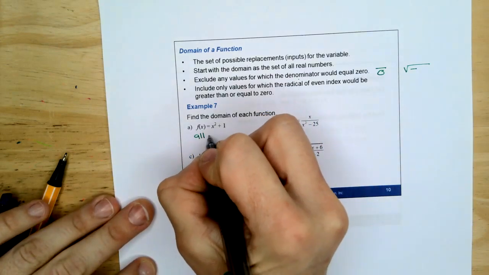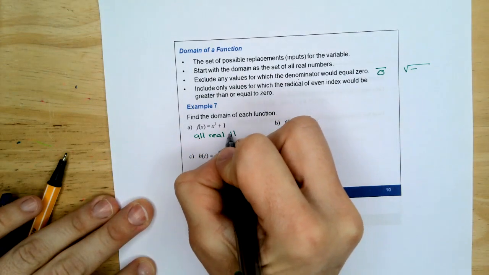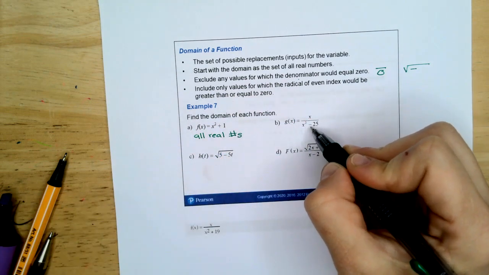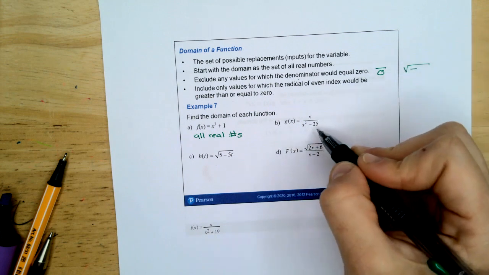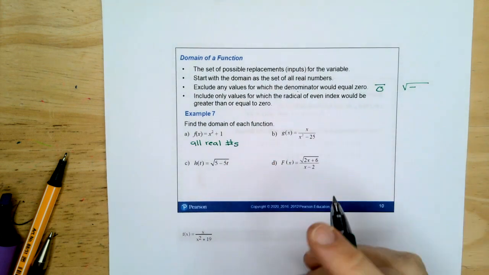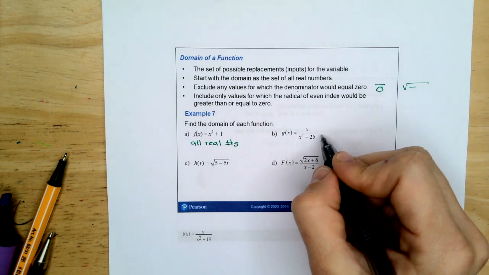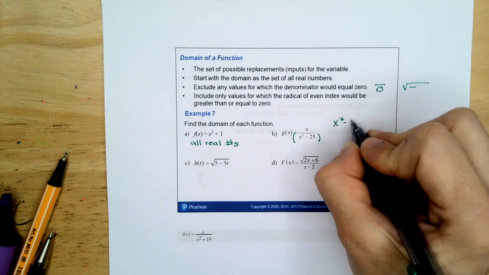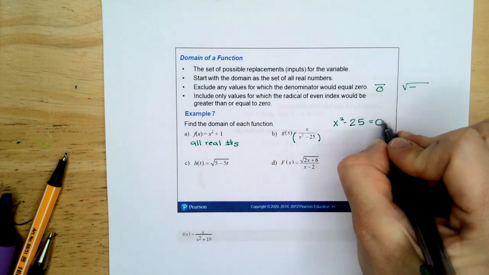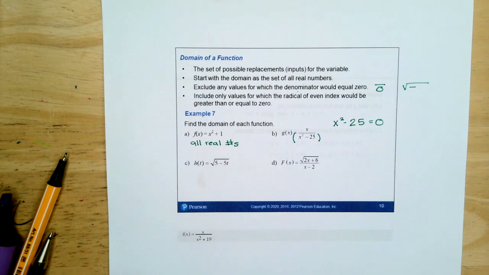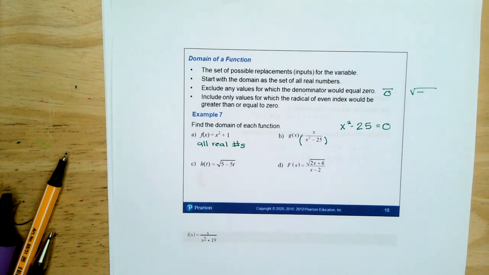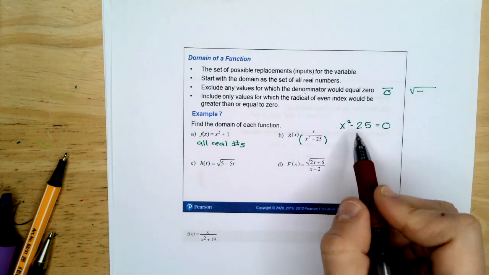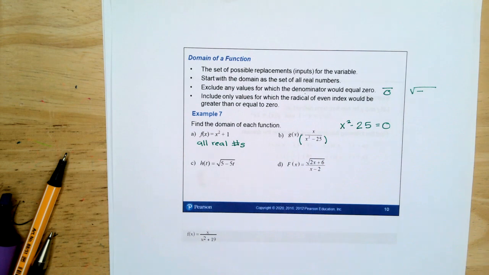Domain is all real numbers, okay? B, we have a number under the denominator. You get those confused. It's not under the radical, it's under the denominator. What you want to do when you have a number under the denominator is you take that number, x squared minus 25, and you set it equal to 0, and then you eliminate from your domain anything that when you solve it for x, you eliminate those numbers from the domain, or that number.